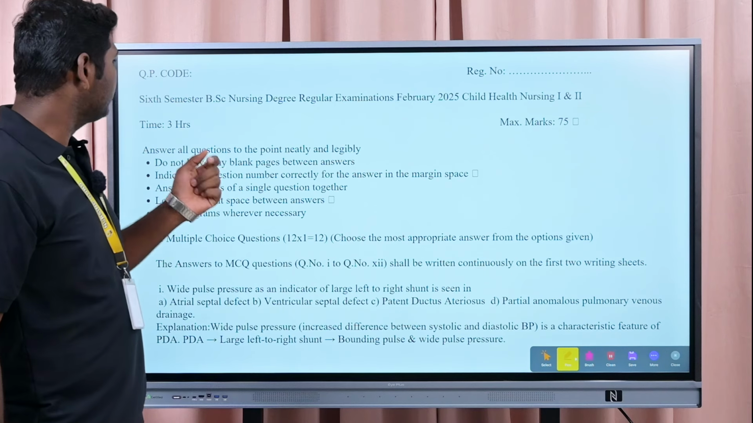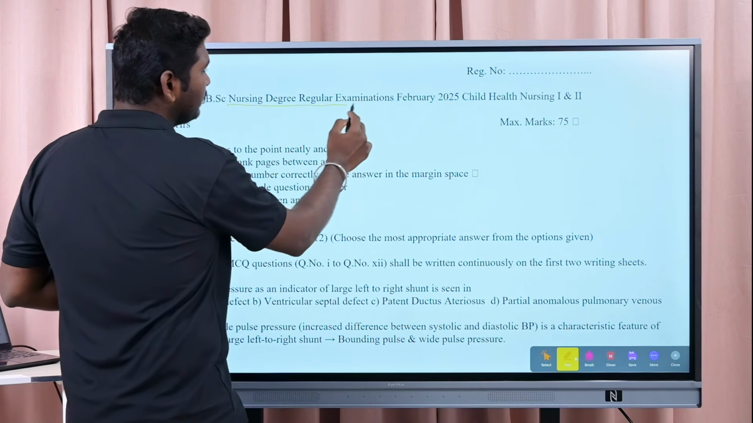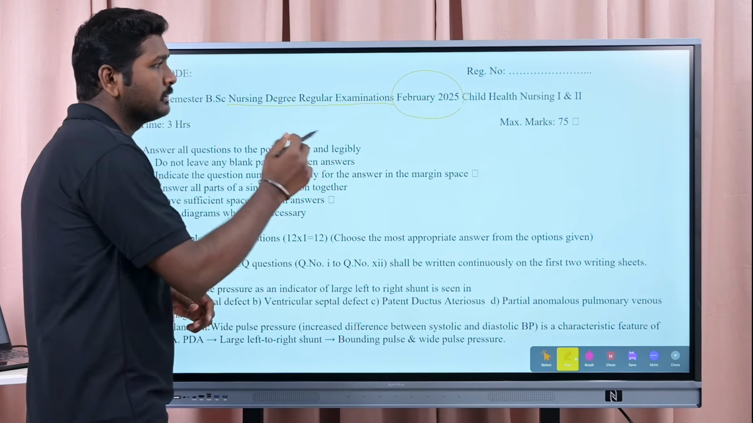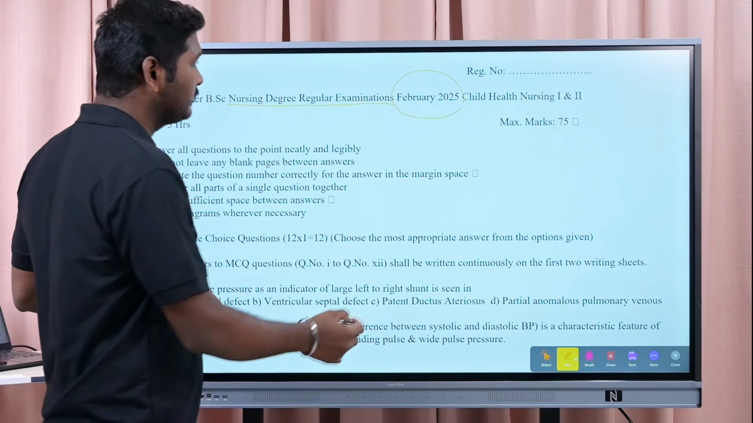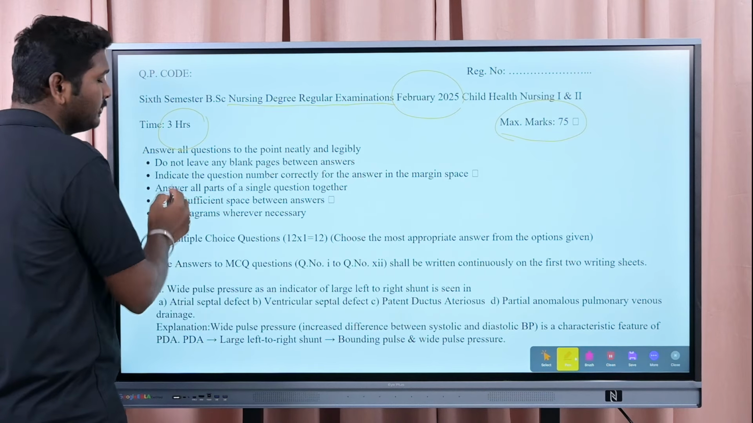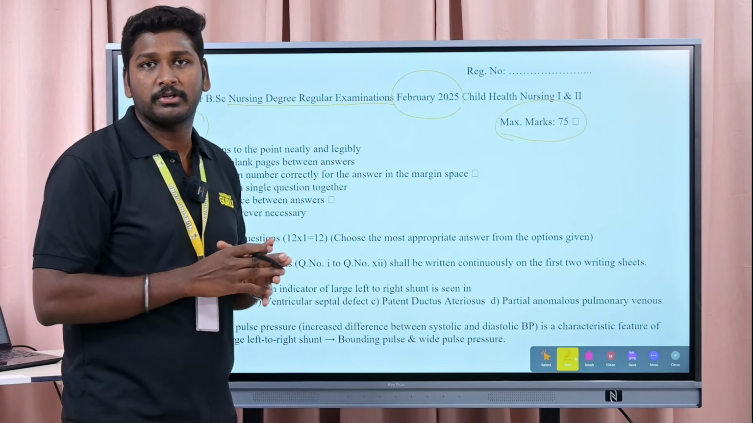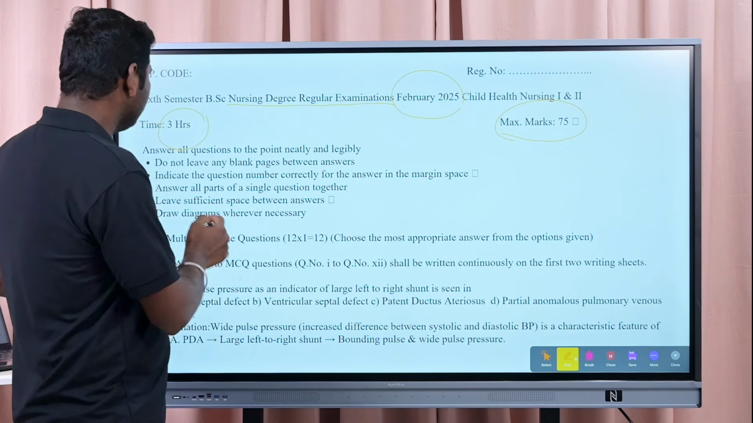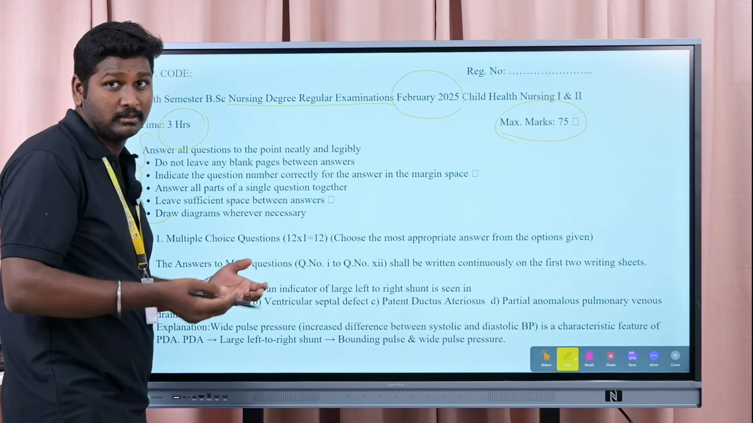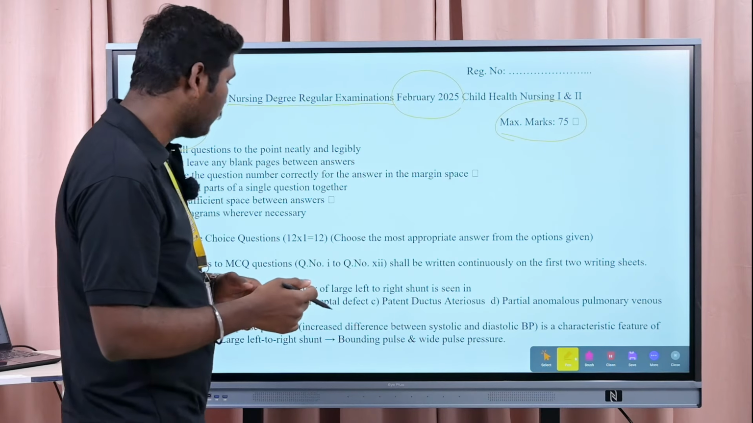So let's move on. This is the question paper pattern for the 6th semester BSc Nursing degree regular examination for February 2025, child health nursing 1 and 2. I hope you all know the total marks will be 75 and the time duration is 3 hours. So please manage the time according to the questions and what you are planning to write as an answer. These are the instructions that you have to follow. Since you are already in the 6th semester, you will know the instructions on how to go forward.